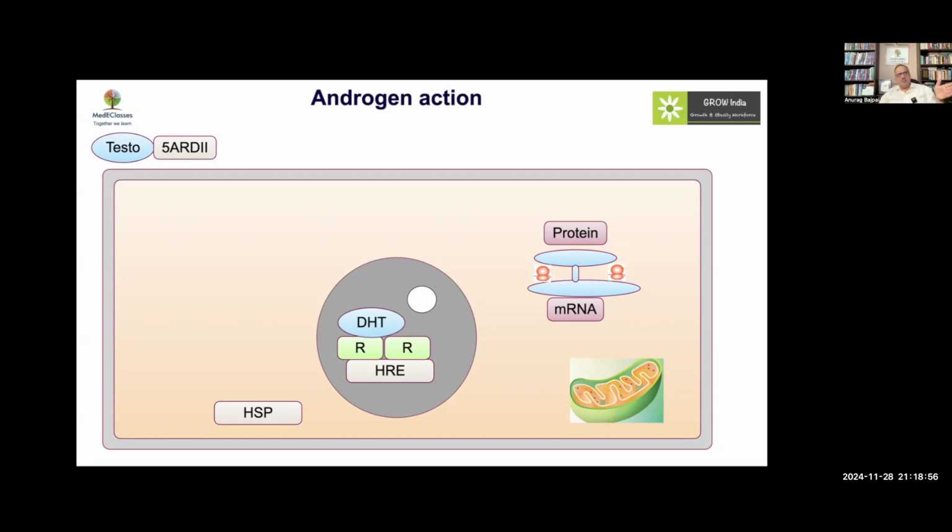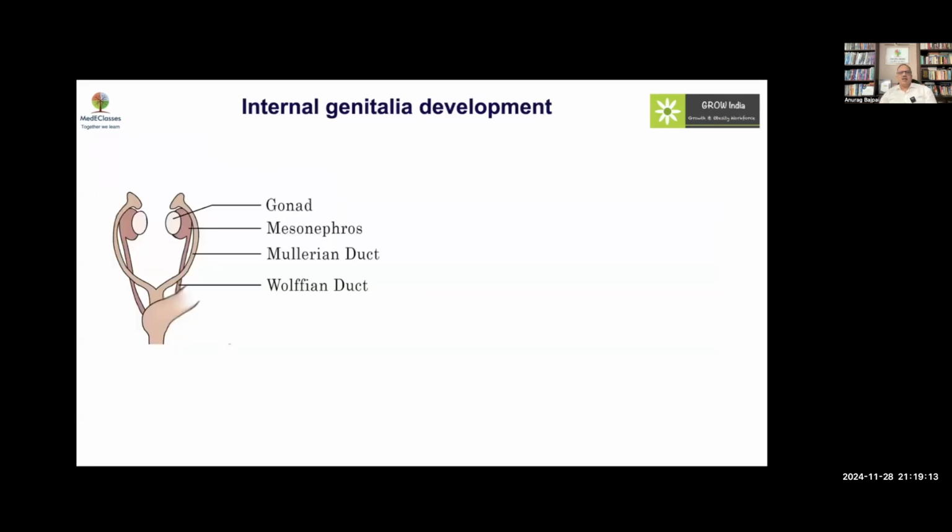So a classical presentation of 5-alpha reductase deficiency is an individual who is reared as a female, and suddenly in puberty the penile size and clitoral size increase and there is virilization, and typically we say it is like a scenario of penis at 12 in that regard. Now, how does all this development happen?